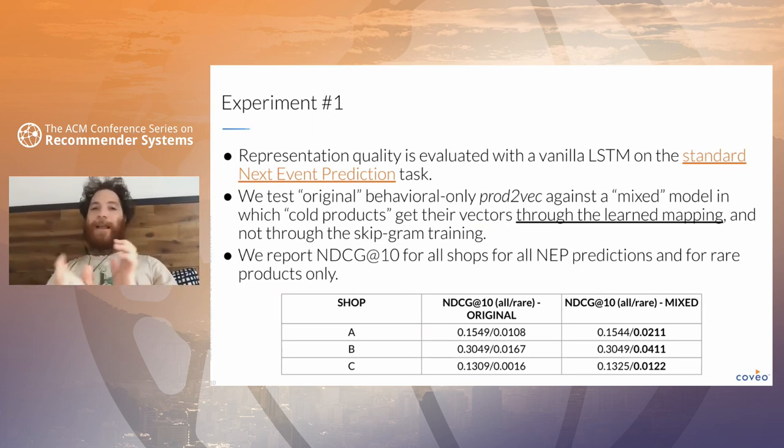A mixed space is exactly like the behavioral one, but we swap the rare products or the new ones with the vectors that we learn through the mapping function. So the popular products are the same in the two spaces, but the mixed space has rare and new products added with this trick. And of course, we report nDCG as a standard metric, across all of our clients. As you can see here, the performance for the mixed space is basically the same for the general test set, and it's significantly higher when you focus on the rare events only.